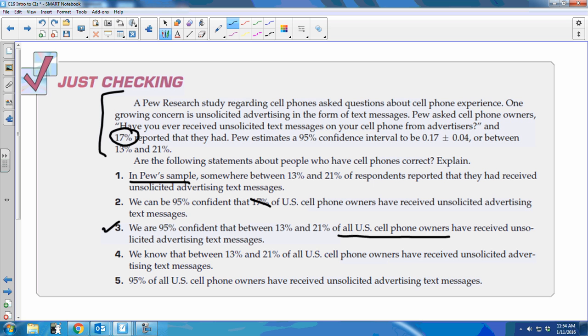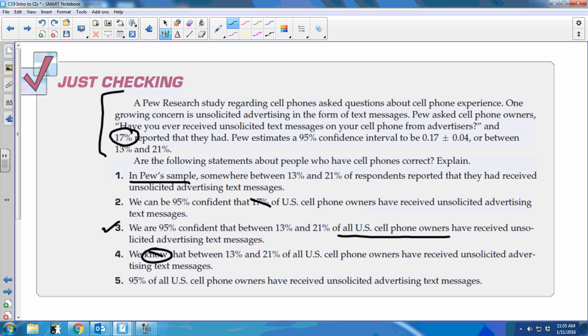Okay? On 4, we know that between 13% and 21% of all U.S. cell phone owners have received unsolicited advertising text messages. No, we don't know that. We're only 95% confident, and that's based on one sample, so not every single person is going to be 17% or between that. This was a bad word to use.